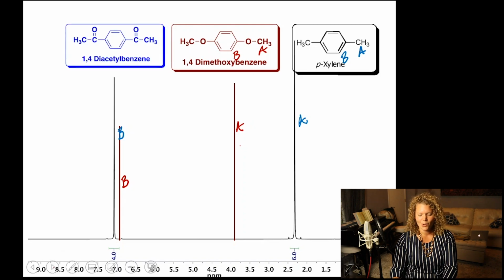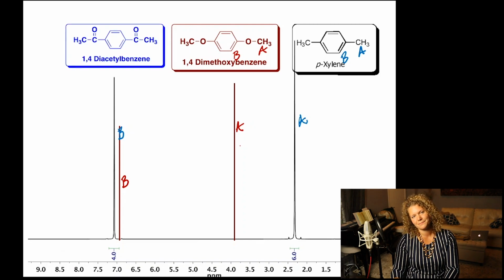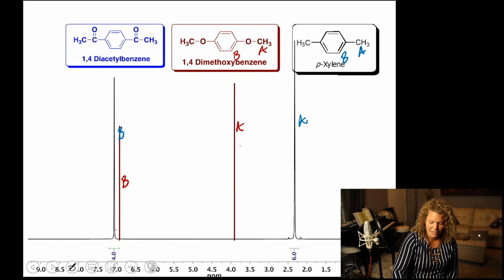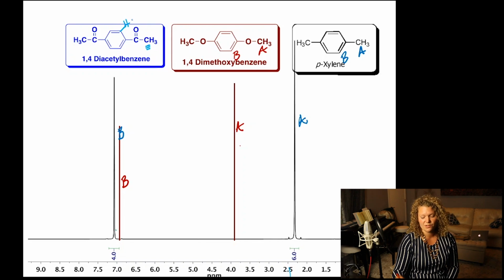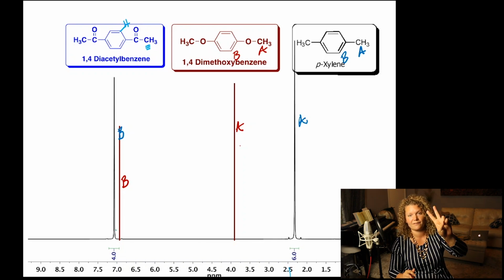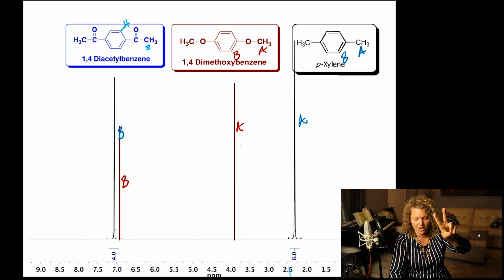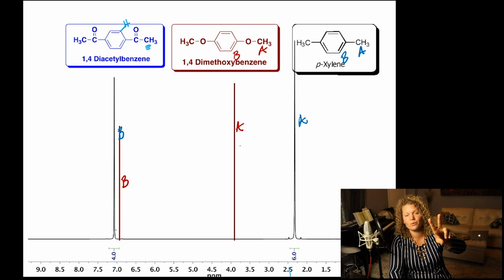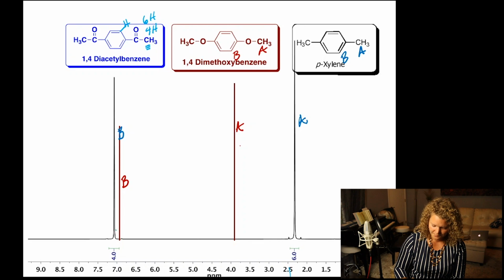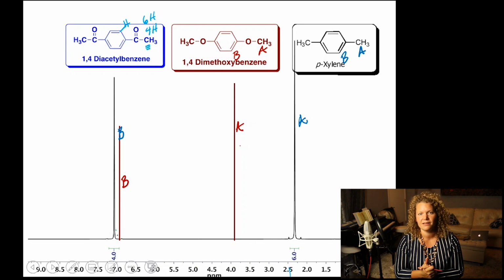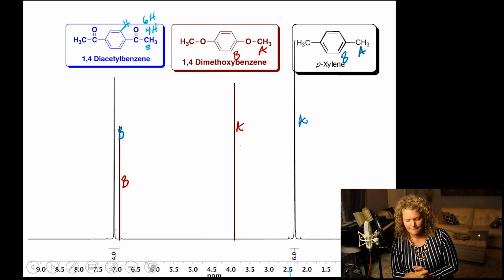What about 1,4-diacetylbenzene? We have a methyl, and then we have our CH bonds. This also has symmetry. We're going to have 2 signals. Our CH groups are equivalent. We'll have 1 signal of 6H and a second signal of 4H for our aromatic ring. Where do you think that these will happen?